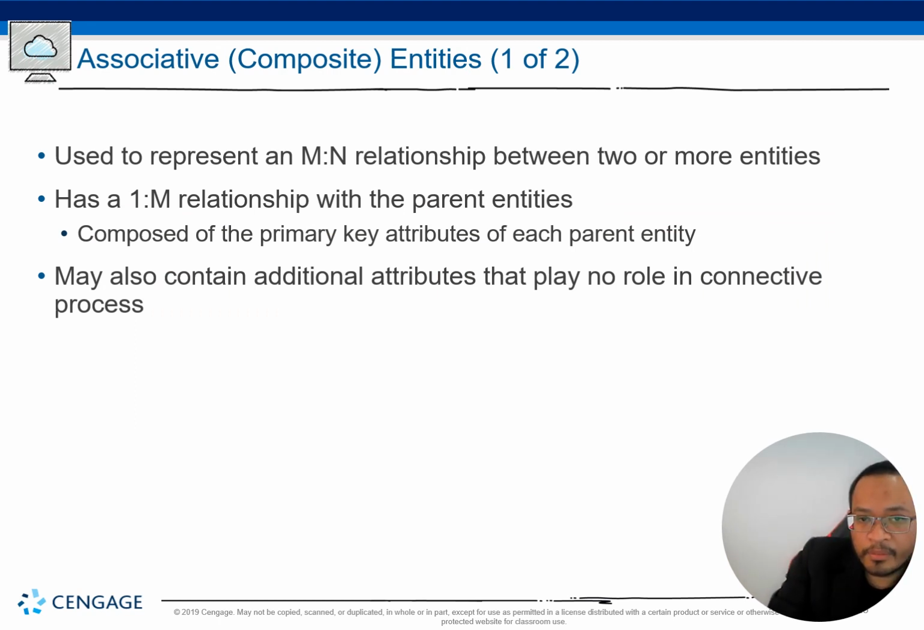Associative or composite entities are used to represent an M2M relationship between two or more entities. So if we have a 1-to-M relationship with the parent entity, these are the extra entities that will be produced when you have an M2M relationship. This happens when you are doing the normalization of your database. Normalization will be our subsequent topic, next week.